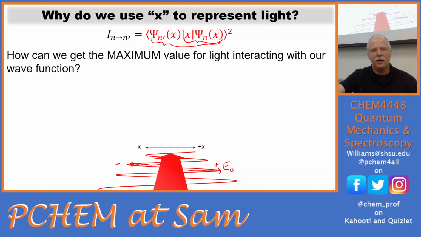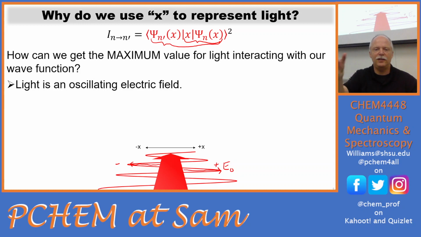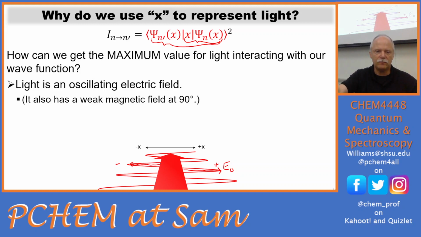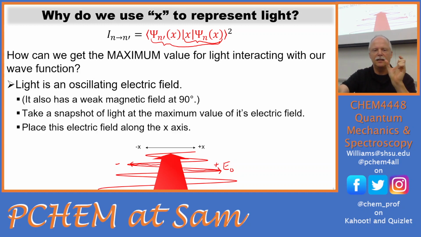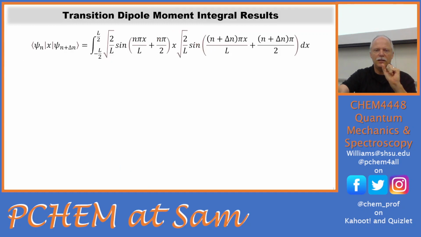So, how can we get that maximum value of light interacting with our wave function? We just put that electric field on the x-axis. It also has a weak magnetic field at 90 degrees, but we really don't do anything with that. And so if we take a snapshot of that maximum electric field, it would be mostly positive on the right end I have here and negative on the left. And so we're just going to use that x-axis as our electric field stand-in. So here's our problem, the way we set it up.